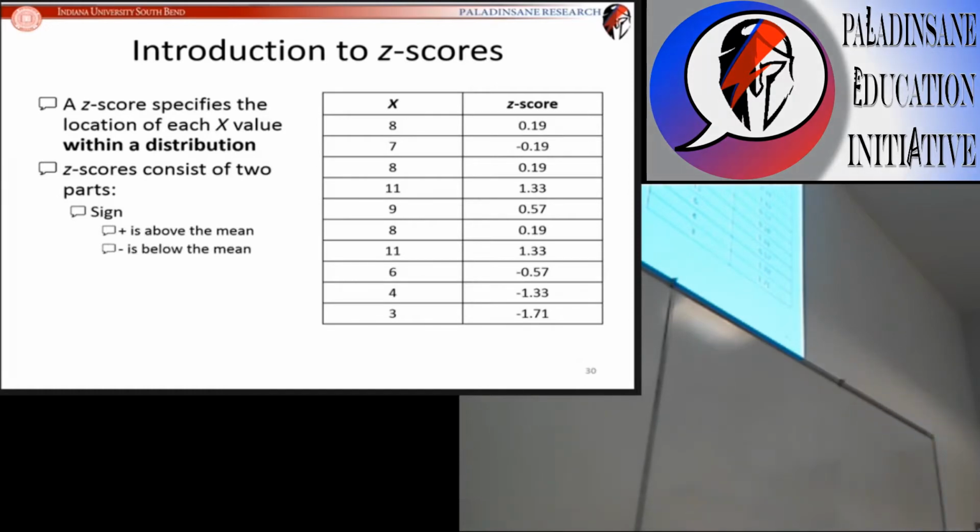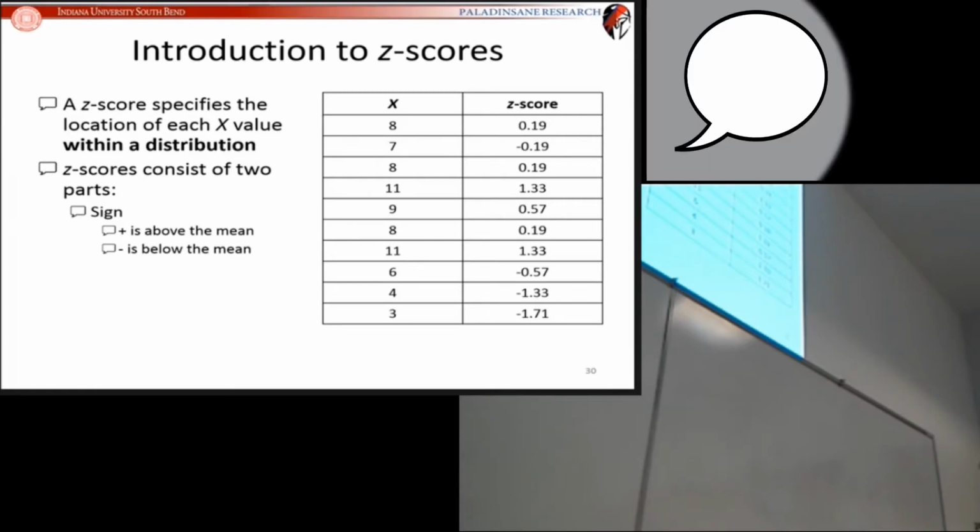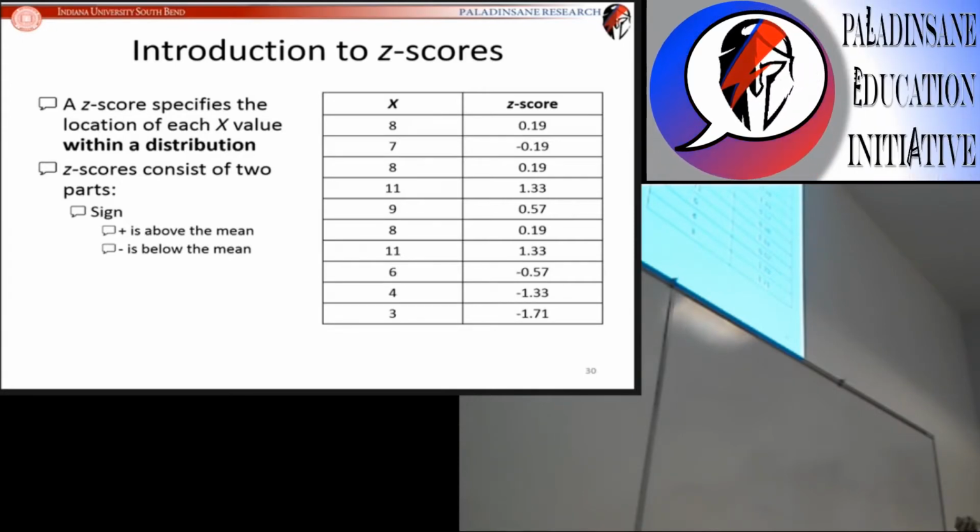So if we look at these scores over here, these raw X scores, if I was to ask you, is 8 above or below the mean? You have no way of knowing. If I was to ask you, is 6 above or below the mean? You wouldn't be able to tell that until you calculated the mean and you did some extra math. On the other hand, if you have the Z-scores, you know immediately. So if I ask you, is 8 above the mean? If you have the Z-scores here, you know immediately, yep, positive Z-score, 8 is above the mean.